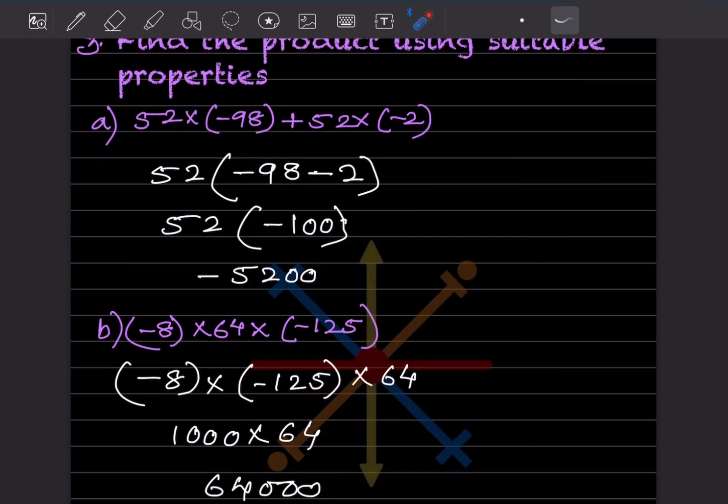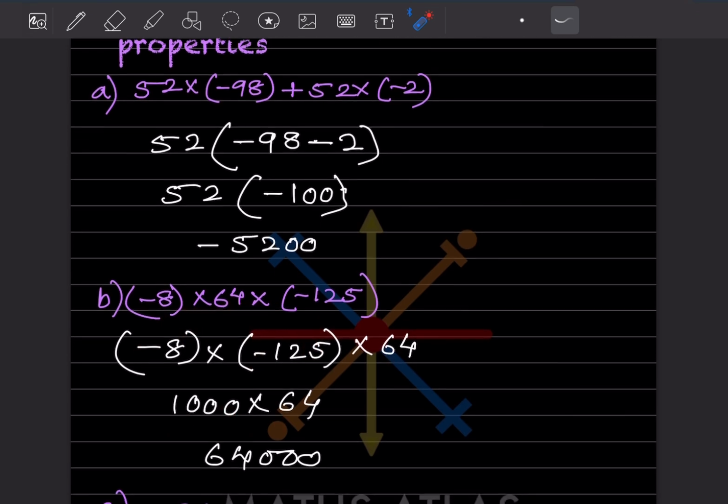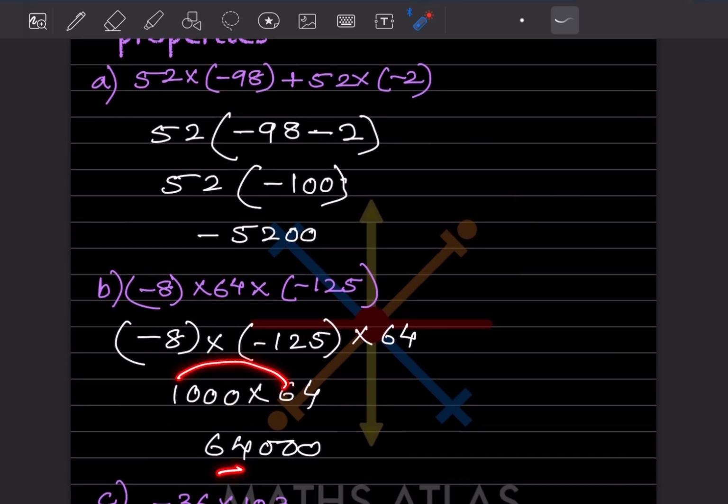Now look at this one. This is all our multiplication, but we don't have to multiply it directly, so we have to use the properties. So what we'll do, we'll bring this and this together and this 64 at the side. So what happens here, this into this is going to be 1000 and this minus and minus is going to be plus, so this will be 1000 into 64. So this will be now 1 into 64 means 64 and this 3 zeros.